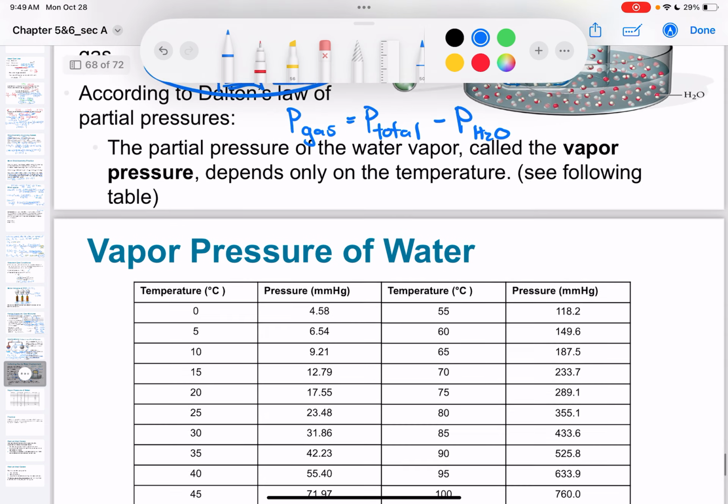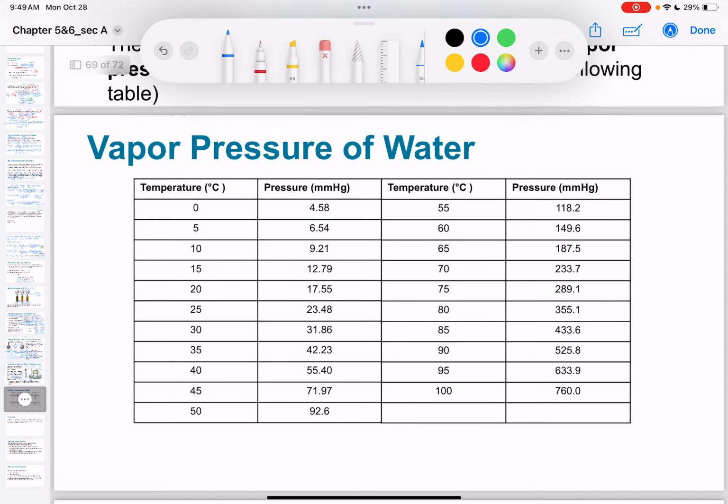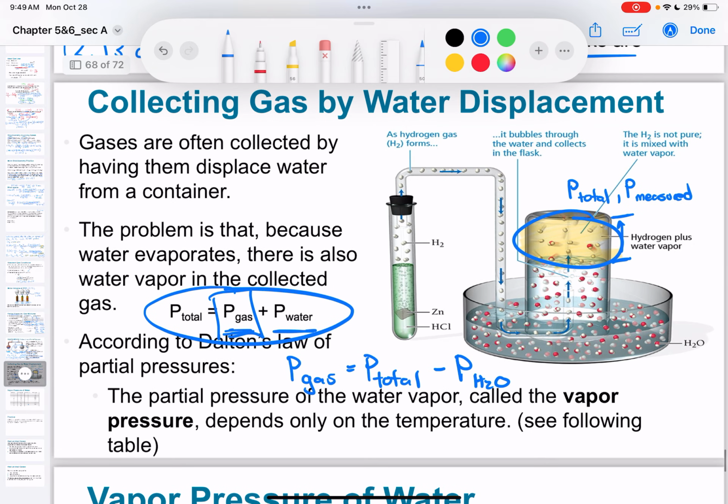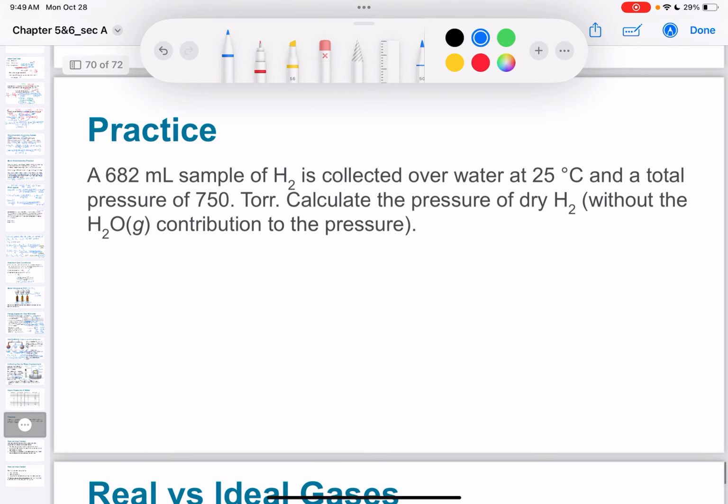Okay, the one little bit complicated thing is that the pressure of the water changes with temperature. This shouldn't be that surprising, because as you warm water up, more and more of it evaporates until eventually you reach the boiling point of water, 100 degrees Celsius, and then all of it can evaporate. So the higher our temperature is, the more water is going to go into the vapor phase and create these little water molecules up in that headspace. Okay, so let's see an application of this.